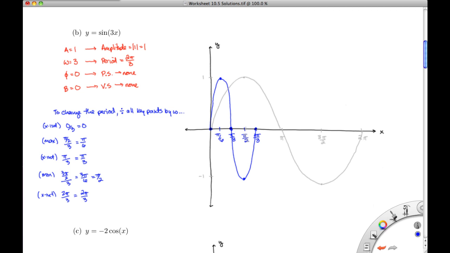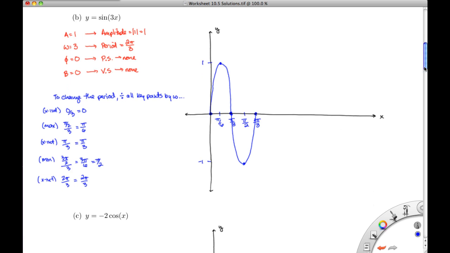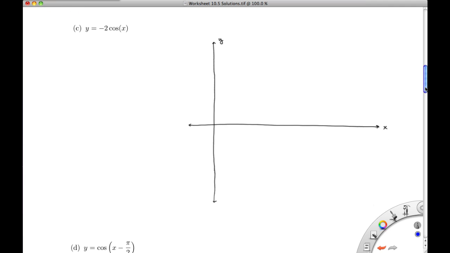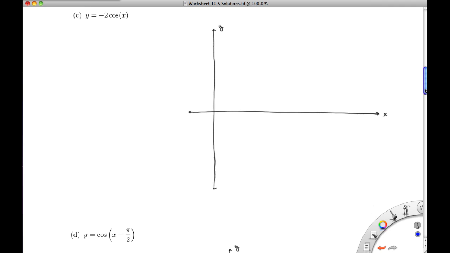So if we were to actually get rid of the ghost of the sine curve, and I'm going to go ahead and fill this in, so 1 to negative 1 for our amplitude, and if we were to remove the sine curve, then this would be our transformed curve right here, and it has all the characteristics we would expect to see. Okay, so that takes care of that one. So now we'll move on to part C, which is negative 2 times the cosine of x.